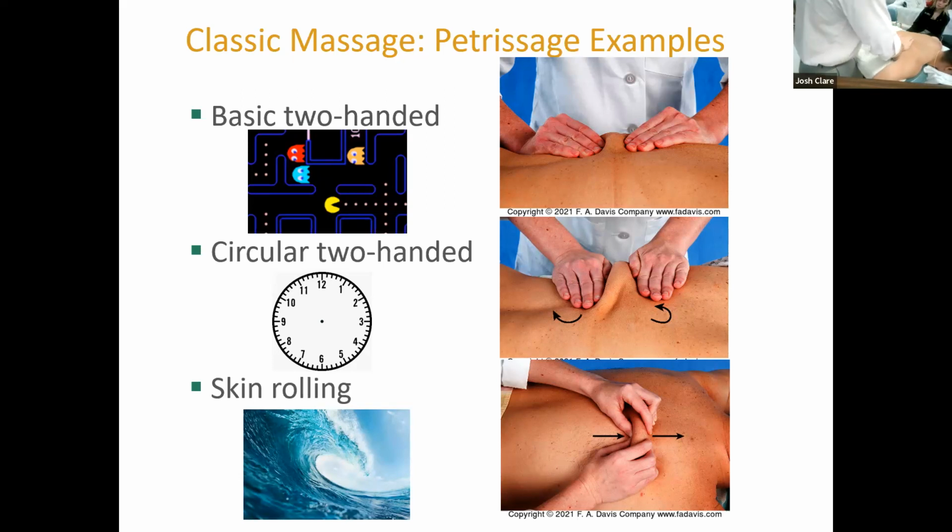Our circular is two-handed circular, so one hand is going to go clockwise, the other is going to go counterclockwise. You can see the skin is holding up right there. I can go the other direction if I want to. So one hand's going one direction, the other goes the other, and then we've got a little bit of tissue building up right here.